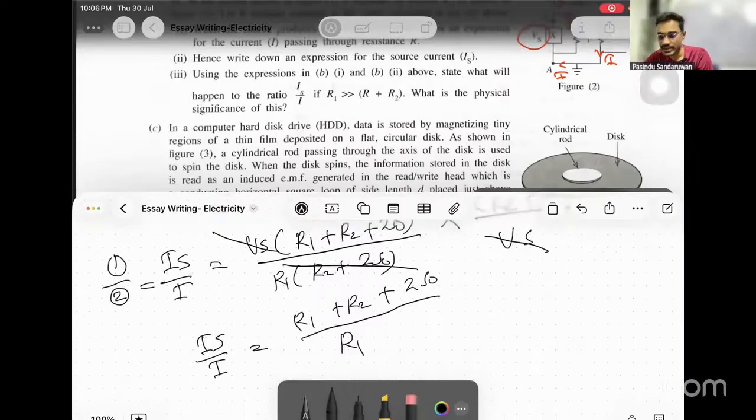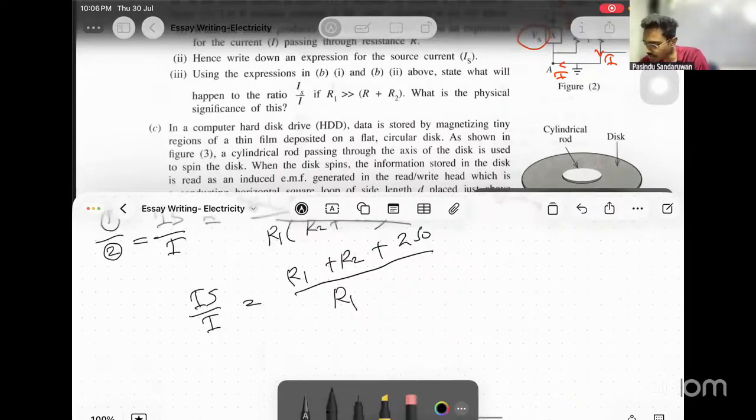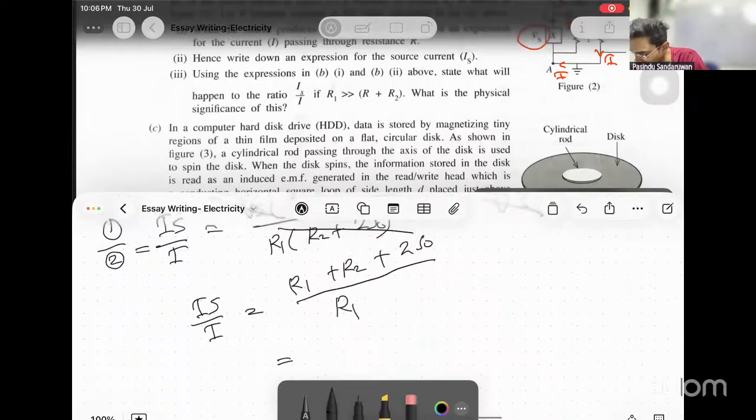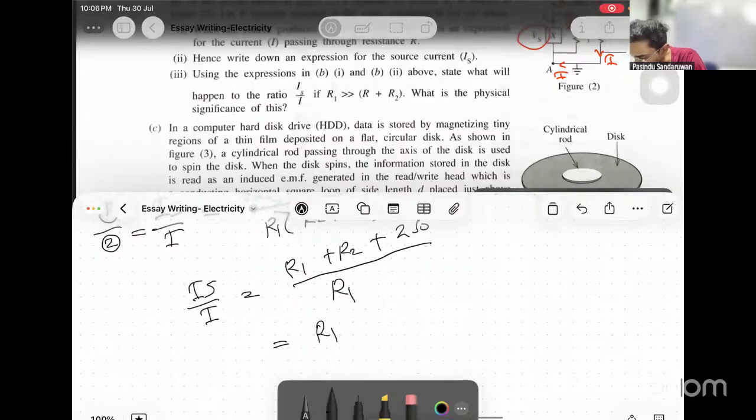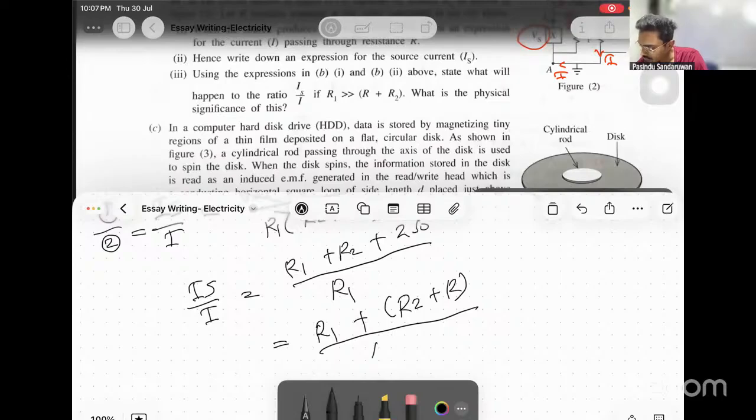Right. Now, what is the given condition? R1 is much greater than R plus R2. Then let's convert this to R, which is easy to compare. 250 was given as R. Then R1 plus R2 plus R, over R1.